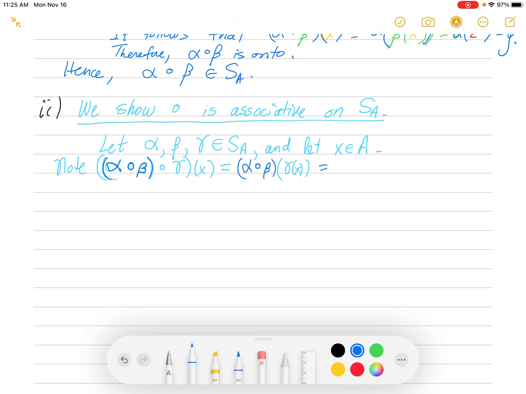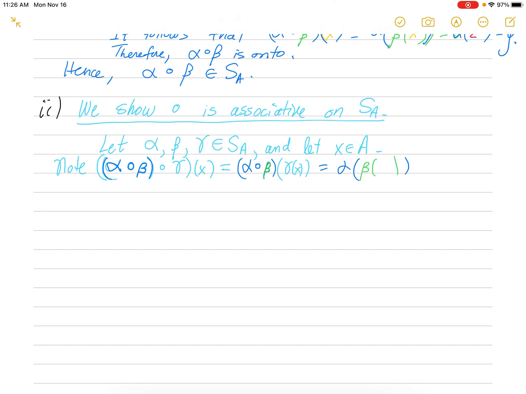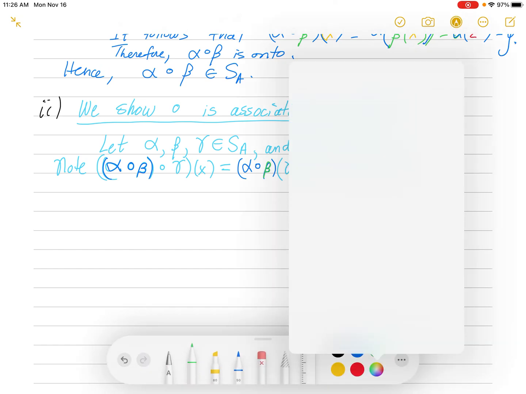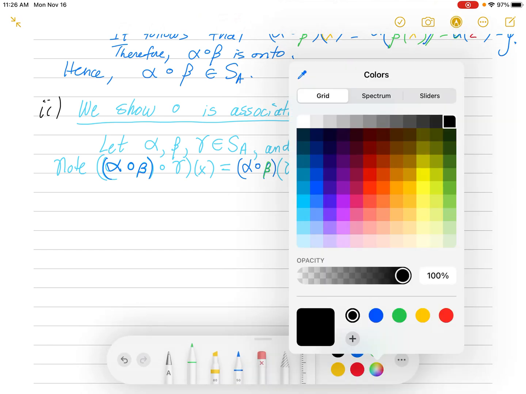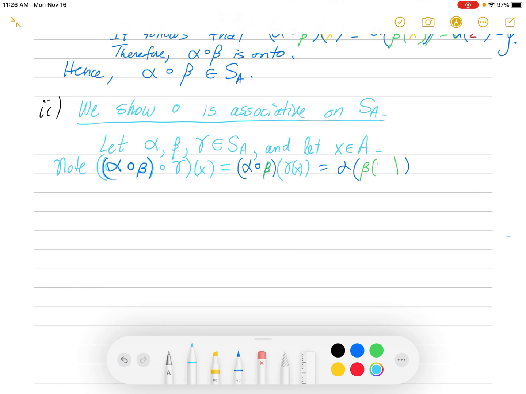Now what does that mean then? That means, unraveling the definition of functional composition between alpha and beta, it's going to be alpha of beta of gamma of x. Now that's one way to do the functional composition.